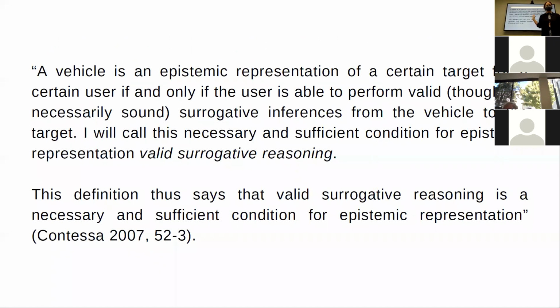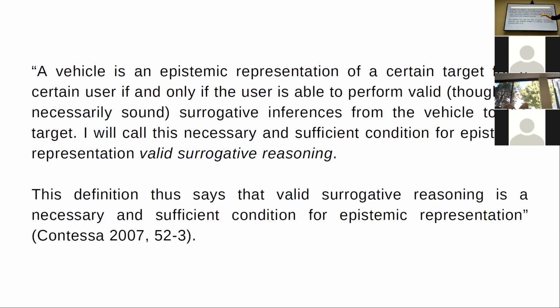Surrogative reasoning is thinking about a vehicle as an epistemic representation of the target. So the Bohr model of the atom is an epistemic representation of atomic dynamics. That's the idea behind surrogate reasoning. And this is true if and only if you can perform valid, but not necessarily sound, inferences. This just means you can perform inferences that work, but aren't necessarily true, between the vehicle and the target.